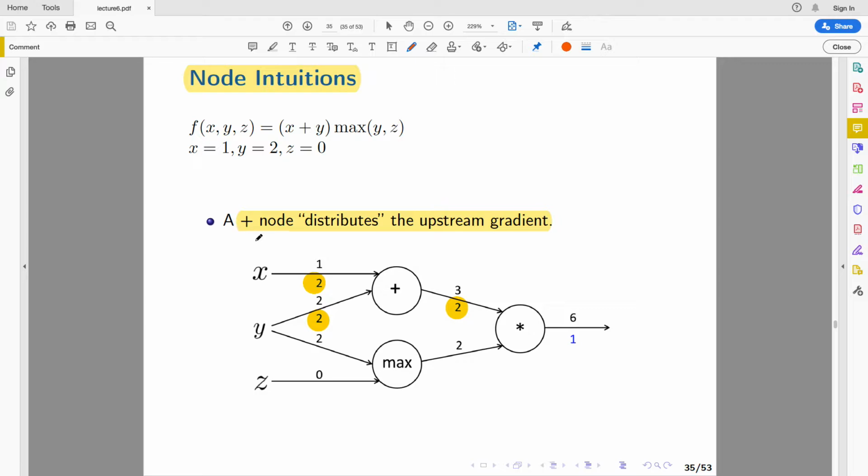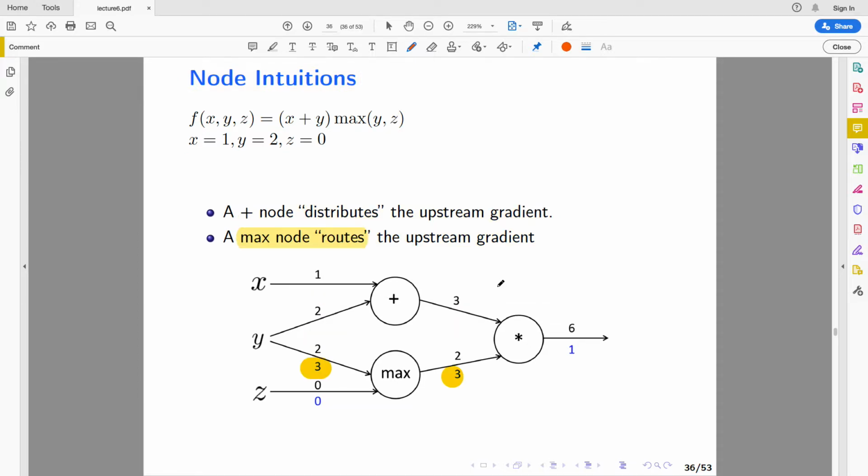The first one is the plus node distributes the upstream gradient. Remember that for us to be able to calculate our downstream, we multiply the upstream with the local gradient. So now, what do we mean that the plus node distributes the upstream gradient?